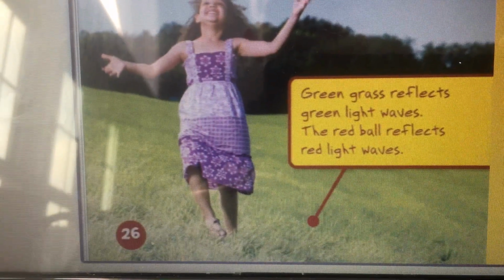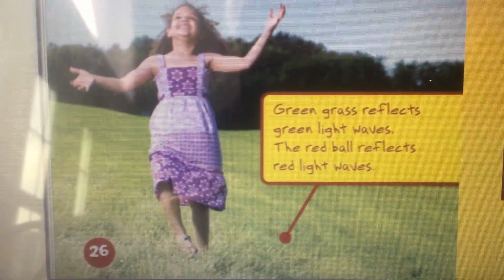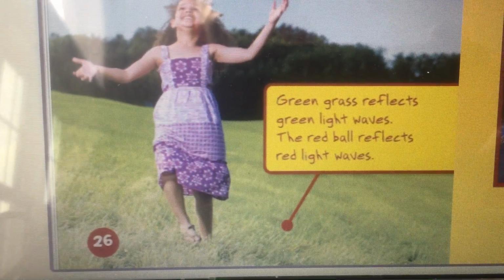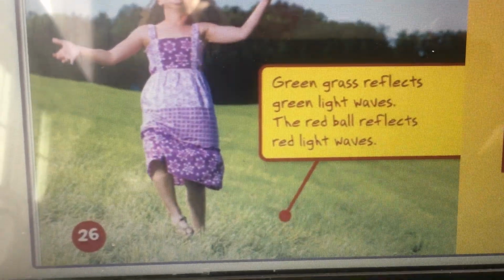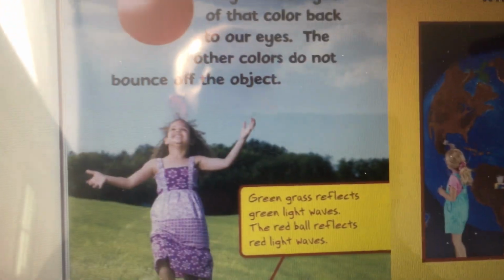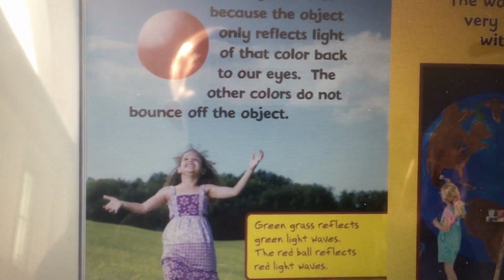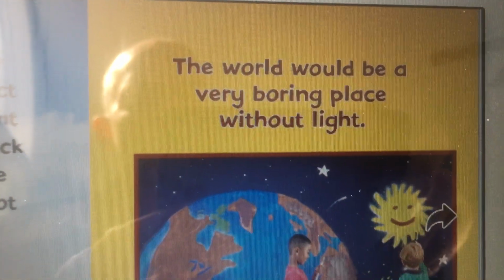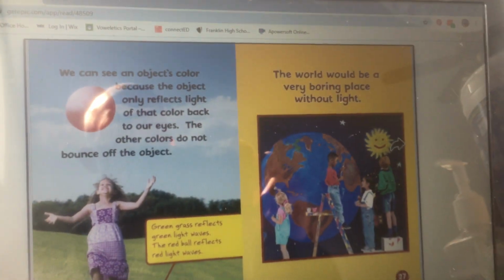So when you see green grass, the caption saying green grass reflects green light waves, but not red light waves, not, unfortunately, pink light waves, just green light waves. The red ball only reflects red light waves. So the way something gets its color is depending on what light waves that object reflects. The world would be a very boring place without light.